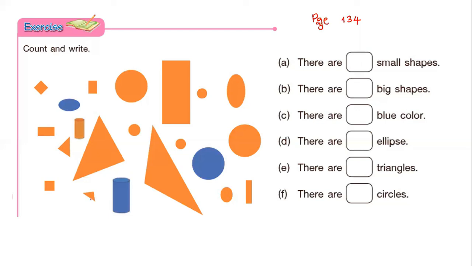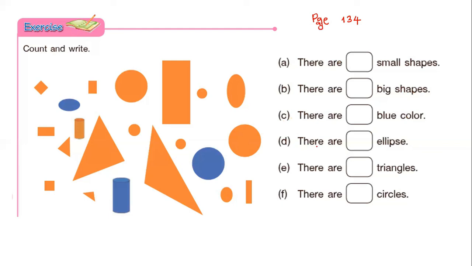7, 8, 9, 10, 11, 12, 13, 14, 15, 16. How many? Please, you can write your answer. What about how many big shapes? Yes. Now, what about part C? Which ones are in blue color? How many are they?